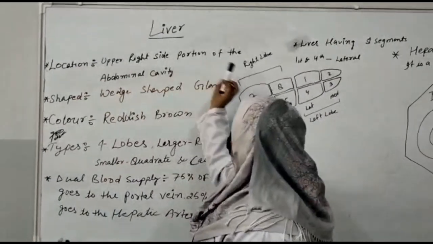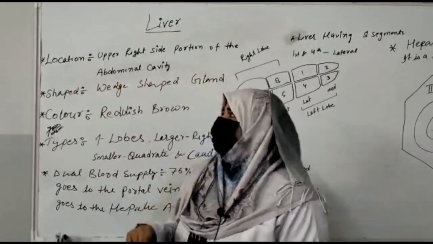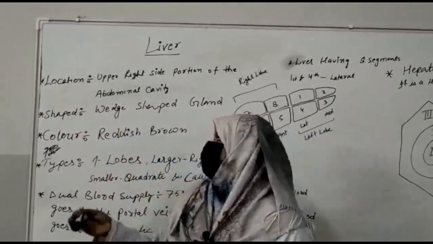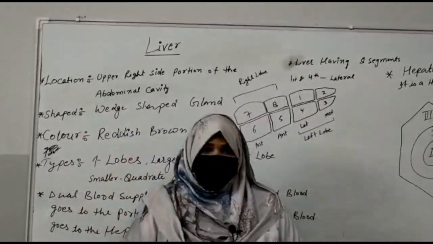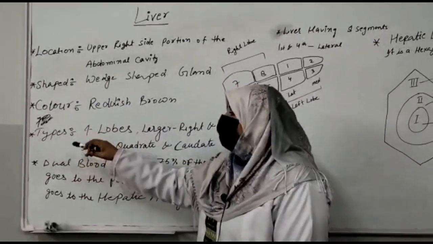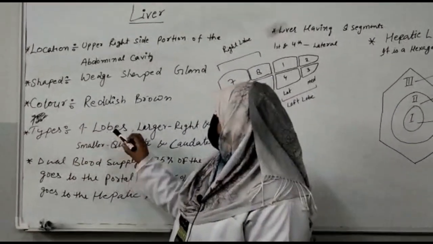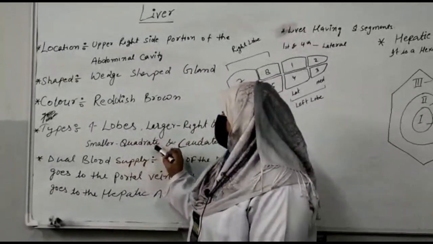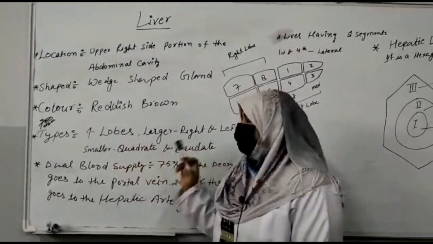Location: upper right side portion of the abdominal cavity. Shape: it is a wedge shaped gland. Color: it becomes reddish brown. Then its types. Liver has 4 lobes. The larger are the right and left lobe, and the smaller are the quadrate and caudate lobe.